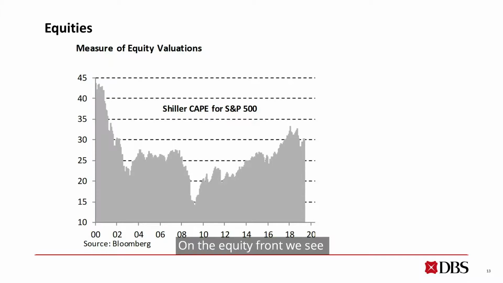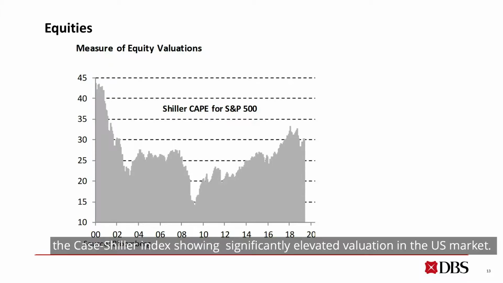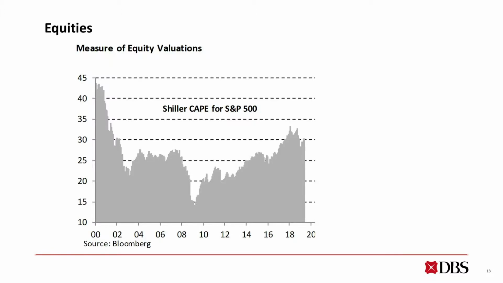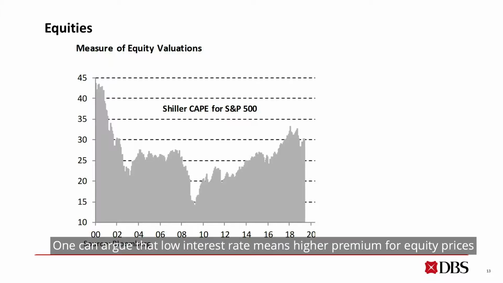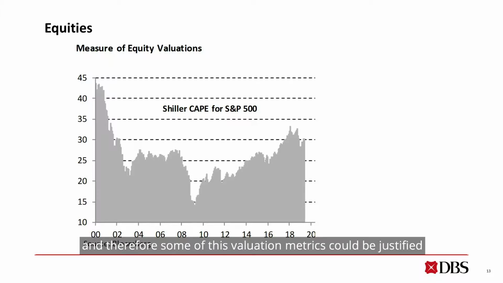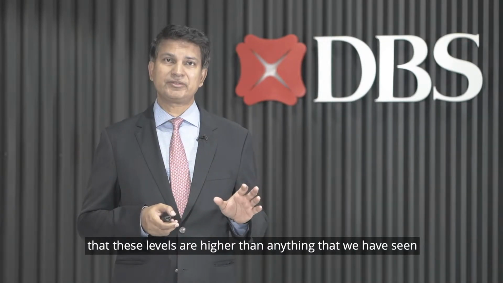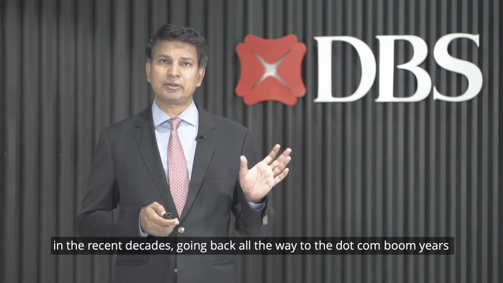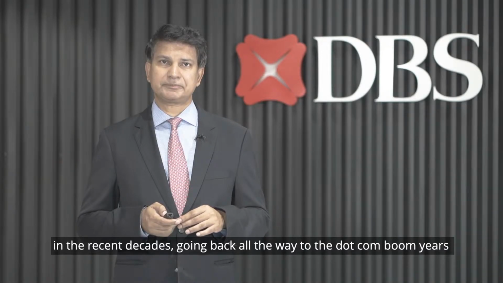On the equity front, we see a Case-Shiller index showing significantly elevated valuation in the US market. One can argue low interest rates mean higher premium for equity prices, and therefore some of these valuation metrics could be justified, but it is worth noting that these levels are higher than anything that we have seen in recent decades, going all the way back to the dot-com boom years.